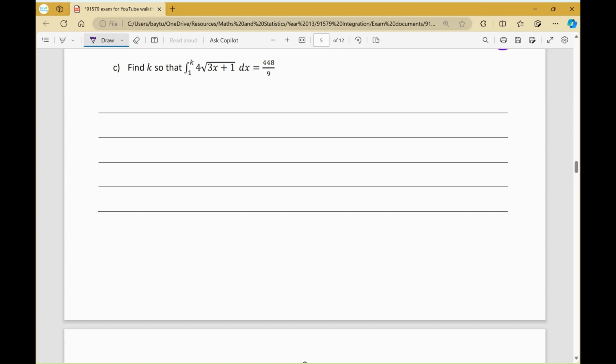So to start off with, we need to integrate. Well, first thing I'm going to do, before I can do that, is rewrite this like this, so as a power of 1/2, over 9. Okay, now I'm going to integrate it.